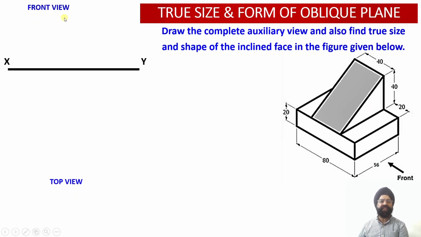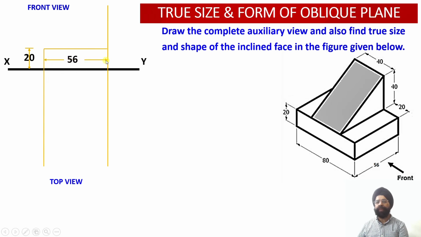So let us proceed with the construction of the front view. We know that element number one is the base block or the base web. This is a horizontal web which lies at the base of the solid. This horizontal web has a thickness equal to 20 millimeter and a width equal to 56 millimeter. So I have drawn these two projection lines at a distance of 56 millimeter. This is the width of the solid and this is the height of element number 1.